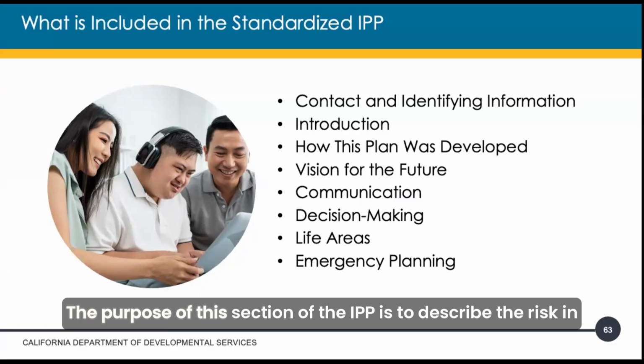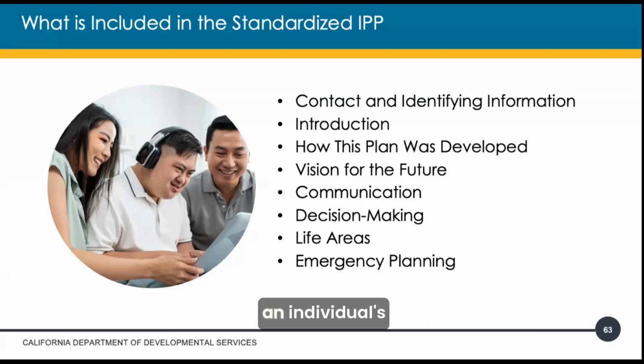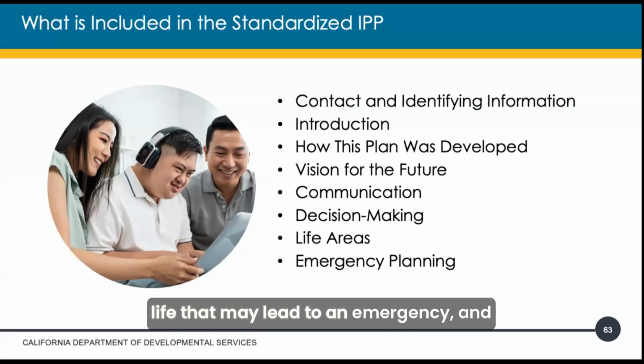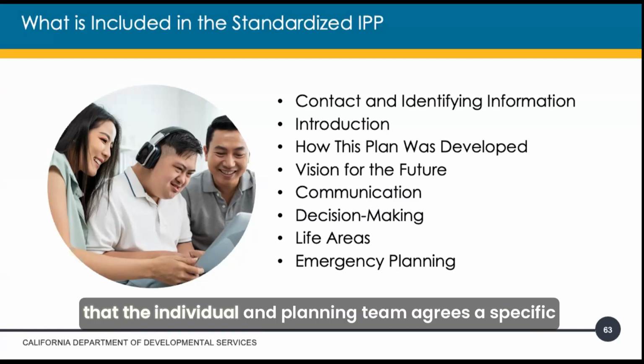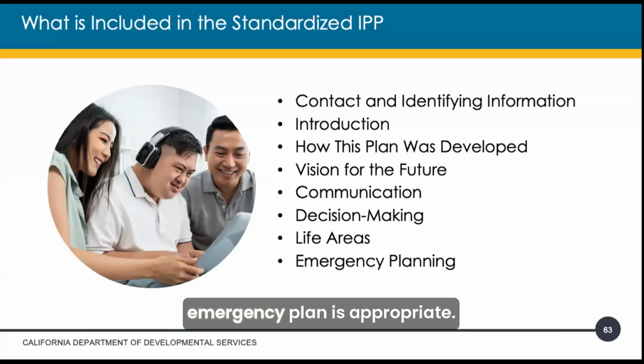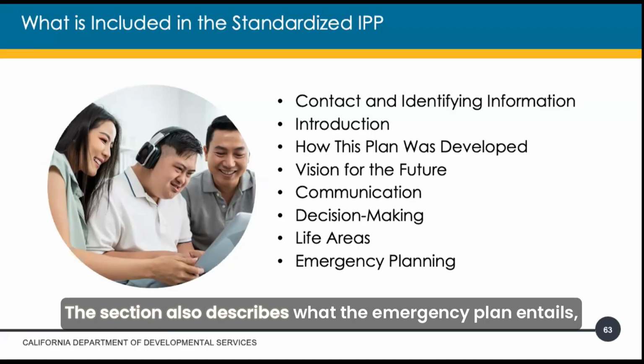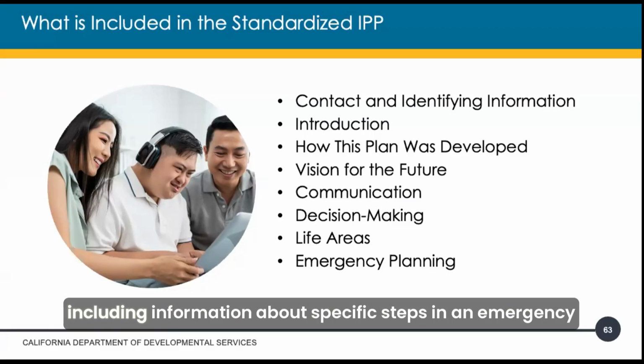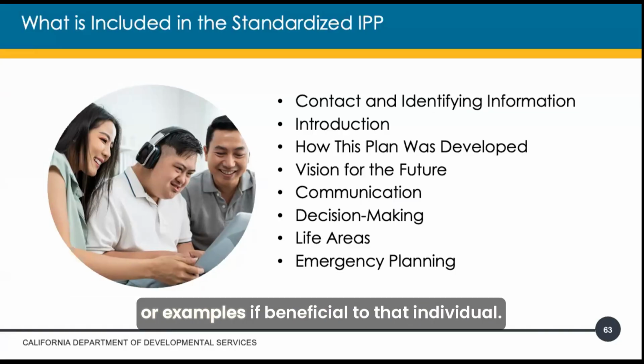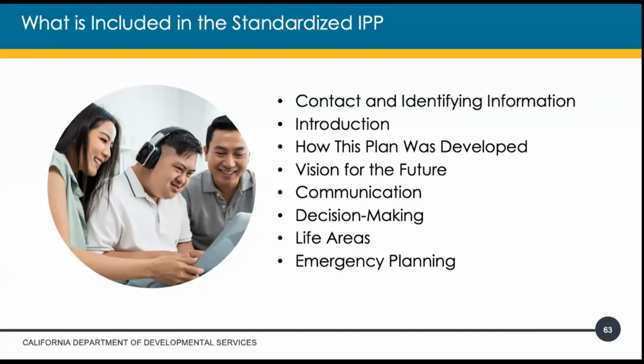The purpose of this section of the IPP is to describe the risk in an individual's life that may lead to an emergency, and that the individual and planning team agree a specific emergency plan is appropriate. The section also describes what the emergency plan entails, including information about specific steps in an emergency or examples if beneficial to that individual. In this section, there are 3 prompts.